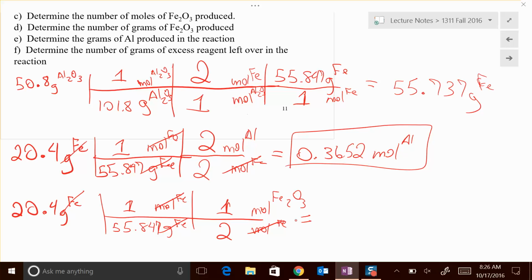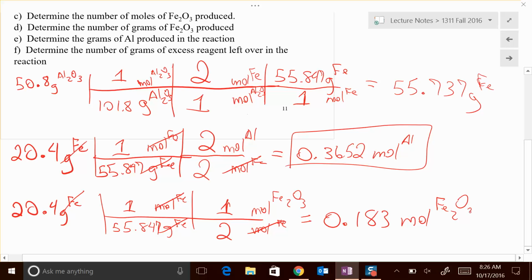Okay, what are you guys getting? Say it again. Good. That's how many moles of Fe2O3 are produced.